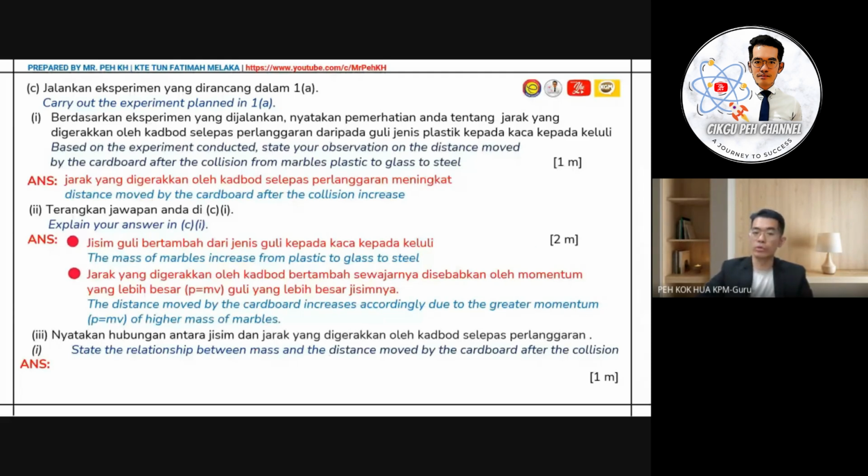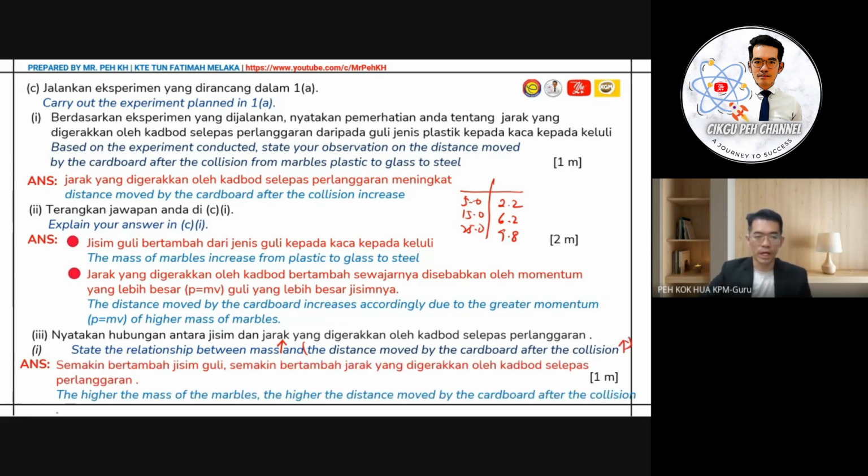Okay, so just now we had gone through the reading, right? When the mass of the marbles increases from 5 to 25, the distance moved by the cardboard starts from 2.2 and ends with 9.8. So that means as the mass increases, the distance moved by the cardboard after the collision will increase. So the higher the mass of the marbles, the higher the distance moved by the cardboard after the collision. So this will be the answer for question number C.